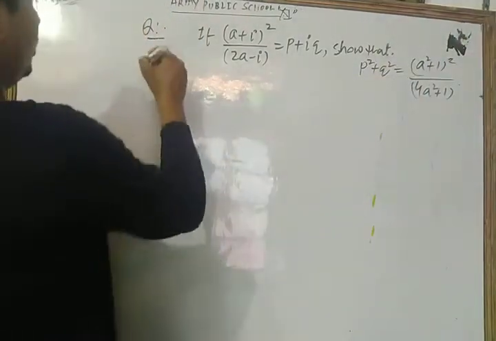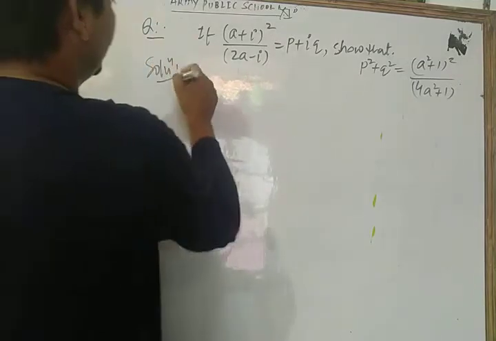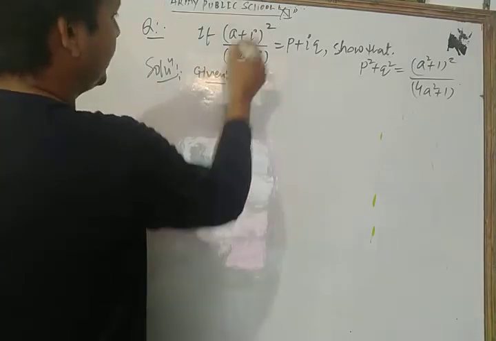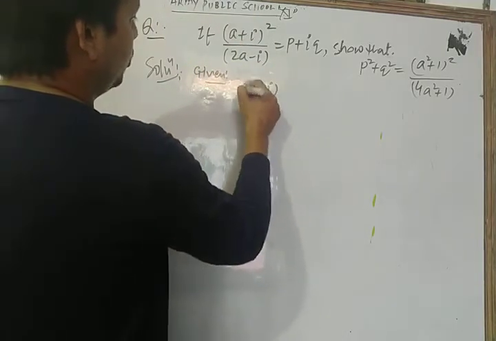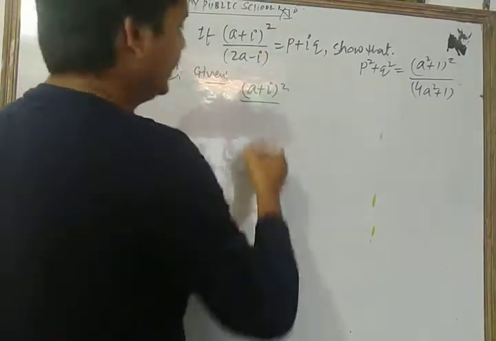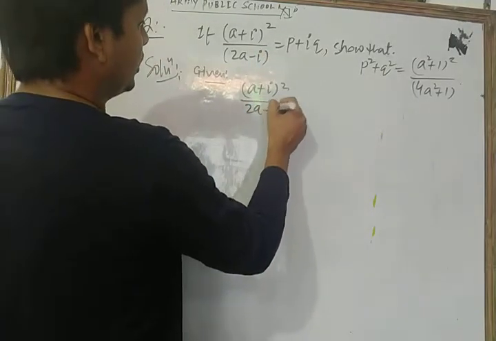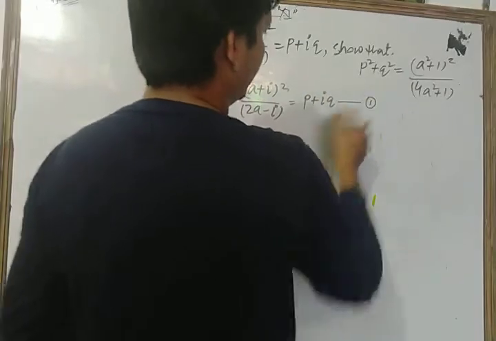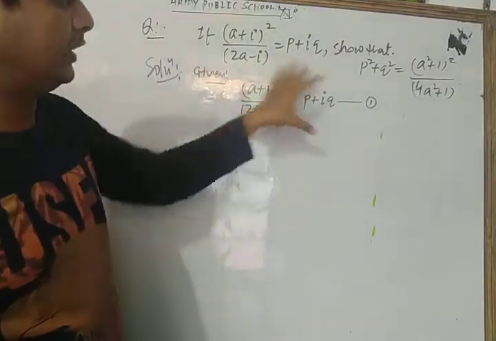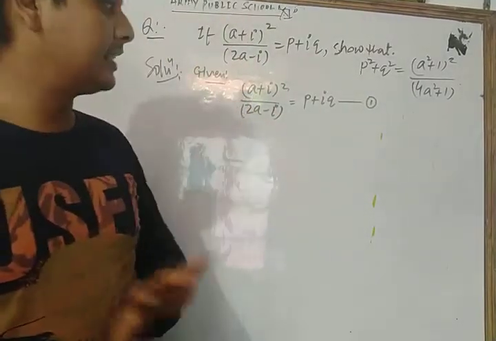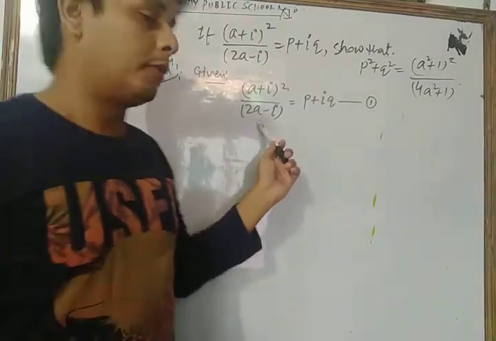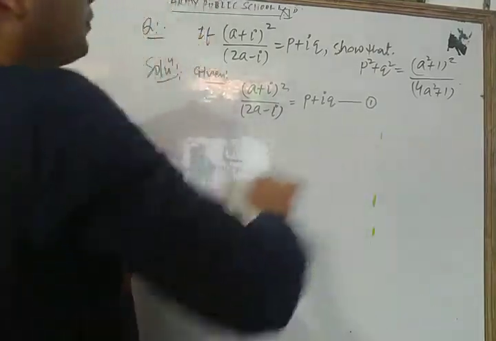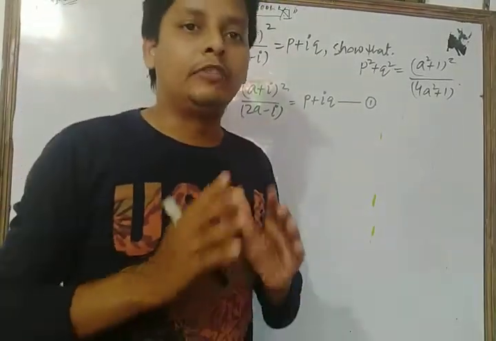First of all, dear students, we write the given statement as it is: (a + i)² / (2a − i) = p + iq. Take this as equation 1. Now, dear students, we take the conjugate of both sides.